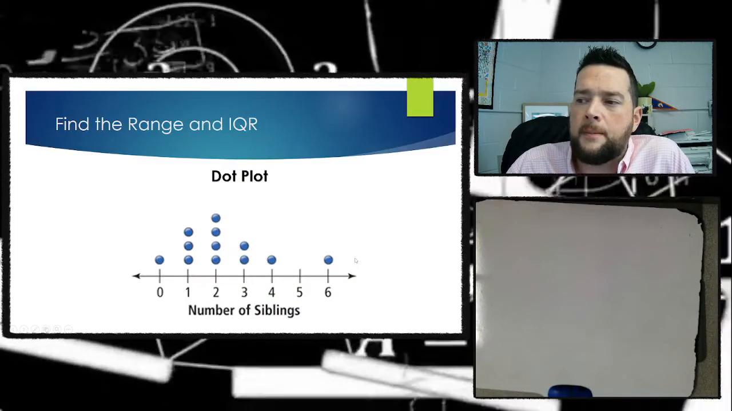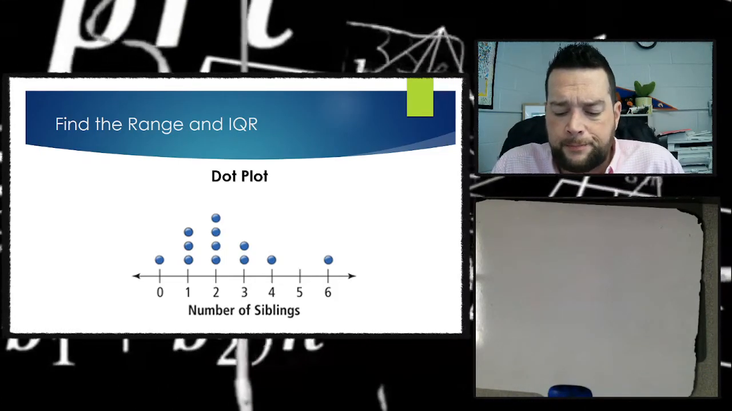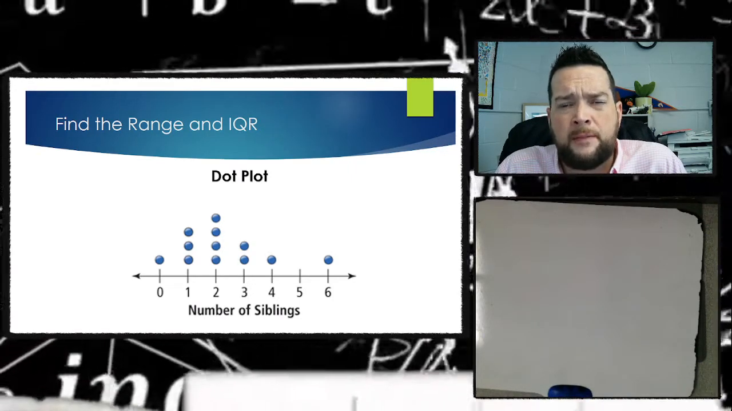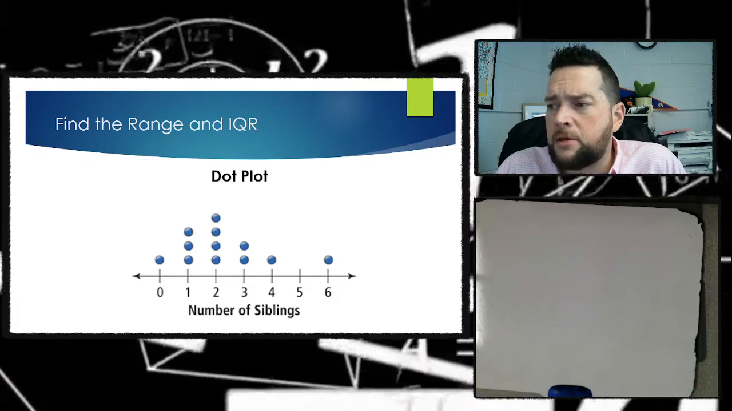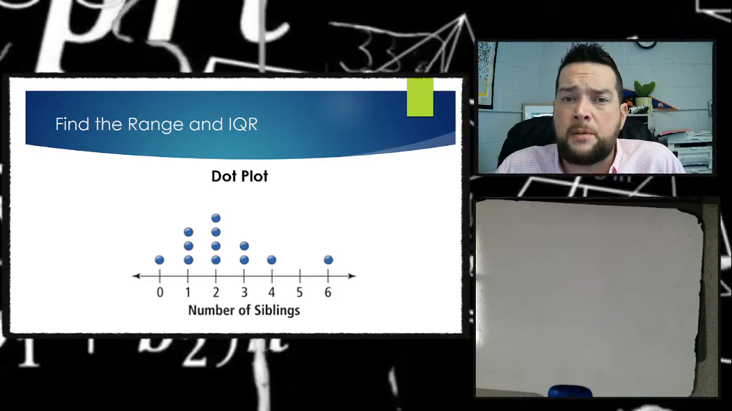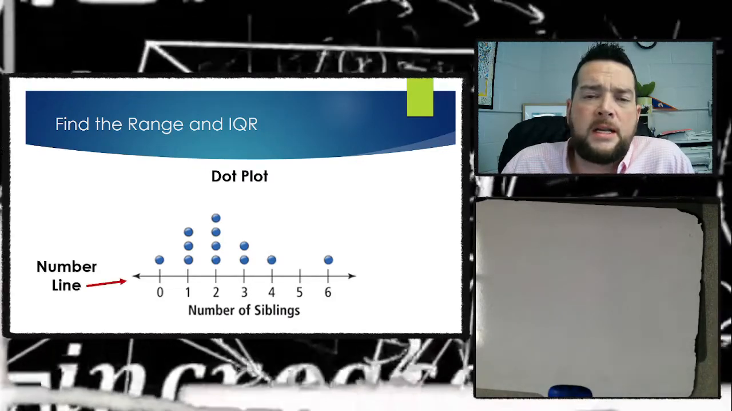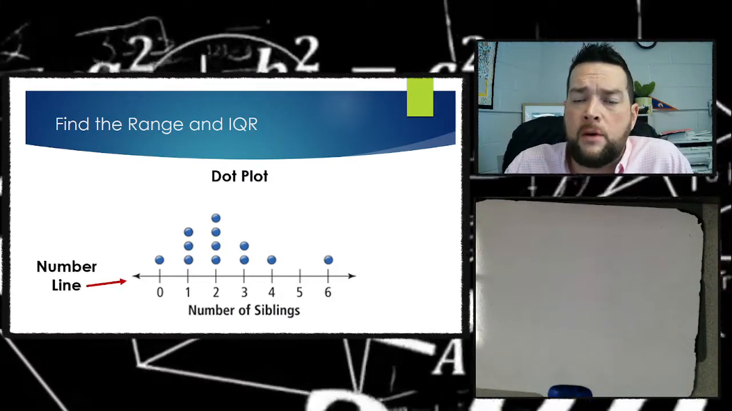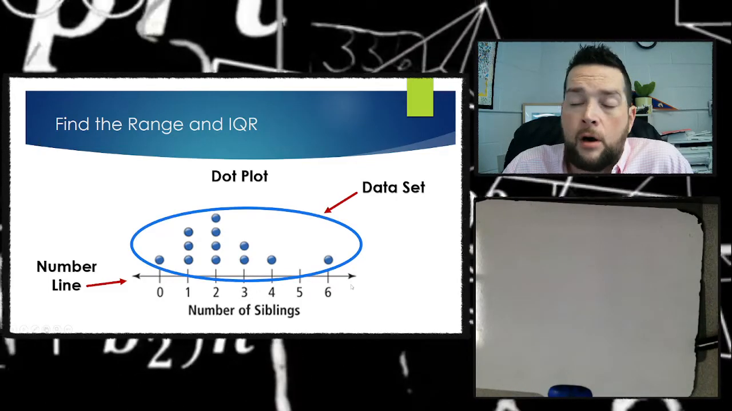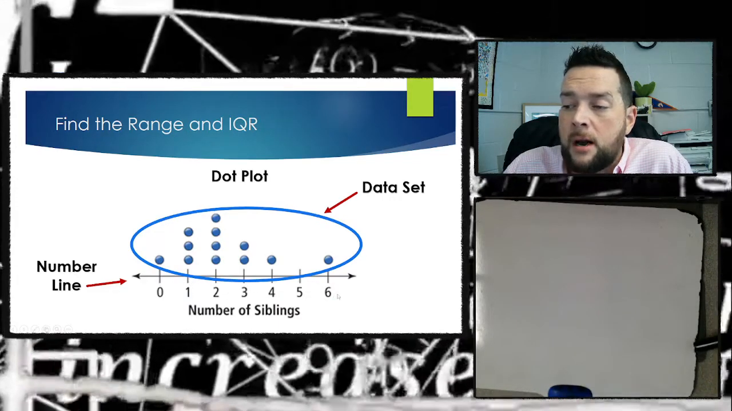Now let's use some different data representations to help us out a little bit. We'll just do one data representation, a dot plot. The reason why I start with a dot plot is because it's the easiest data representation to understand. The dot plot consists of two parts. One part is the number line that tells you the value of the data, and then you have the actual data set. The number line is not the data. It's the value of the data. So don't go through and start listing the numbers in the number line.